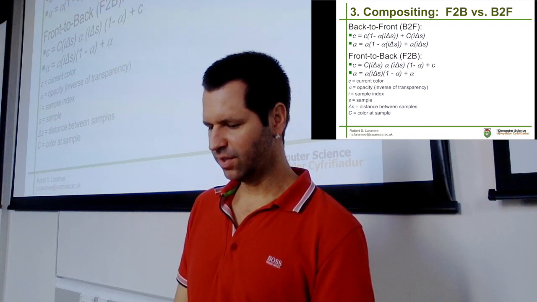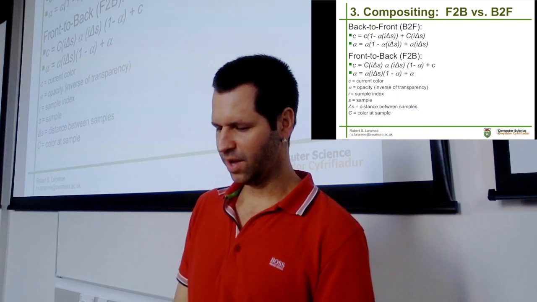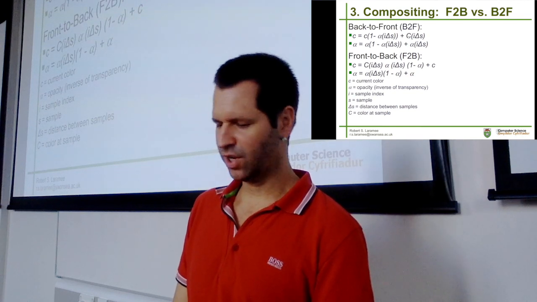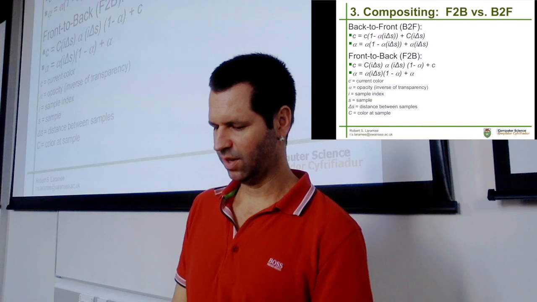Delta S is the distance between samples, right? I is the sample index. So this is opacity plus color. And here we're computing the opacity, and again, based on opacity and opacity.